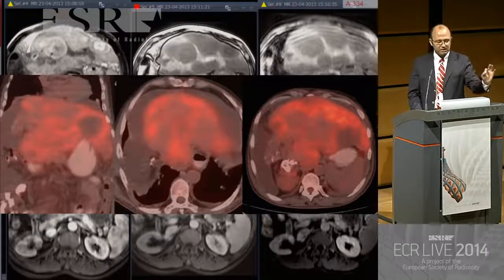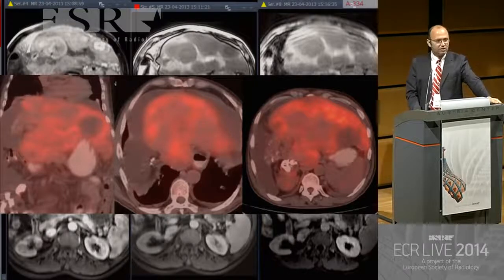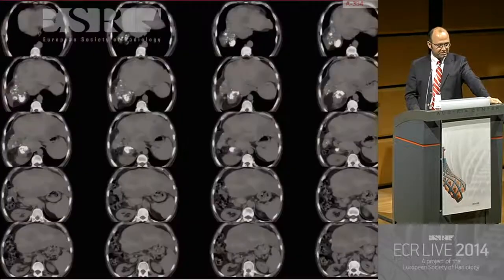So we went to the pathologist, we told him that this could be hemangioendothelioma, and he said, yes, it may be. So in some patients, you need to talk to your pathologist to put the final diagnosis. And this is CT, which kind of helps you in such a patient. You see the calcifications within the lesions.